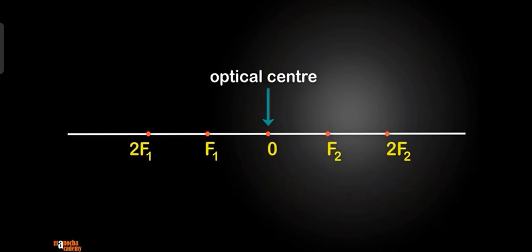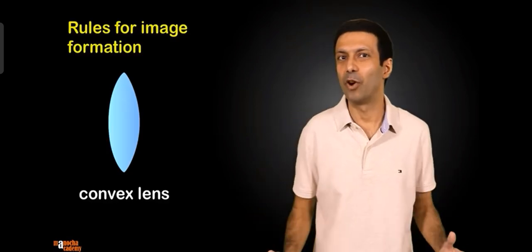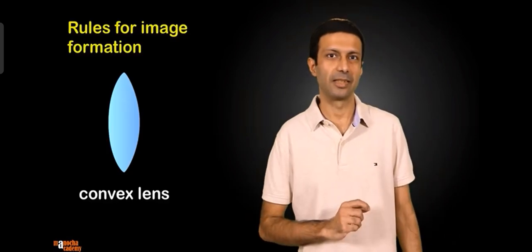O is the optical center of the lens, and F1 and F2 are the 2 principal foci of the lens. Now draw the convex lens. You can roughly sketch the lens or use a compass to draw the 2 arcs of the convex lens. Make sure that the lens is thin. Don't draw a thick lens. Now let's take a look at the rules for image formation of a convex lens.